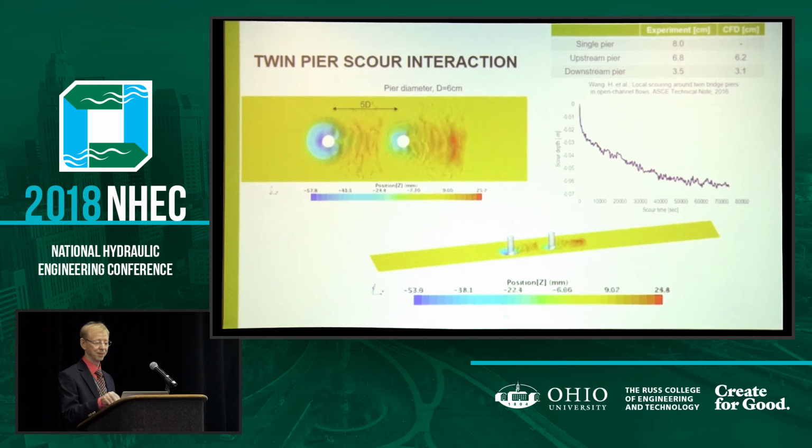the experimental result. The upstream pier had a scour hole that was 6.8 centimeters, and we got 6.2 without tweaking anything. And then the downstream pier, because it's filling in after you get far enough along, its depth was 3.5 centimeters, and we got 3.1. So we're pretty happy with that. It was the last thing we did. And that's basically what I have. So we have a method here that's now starting to look pretty good, like it could really be useful.